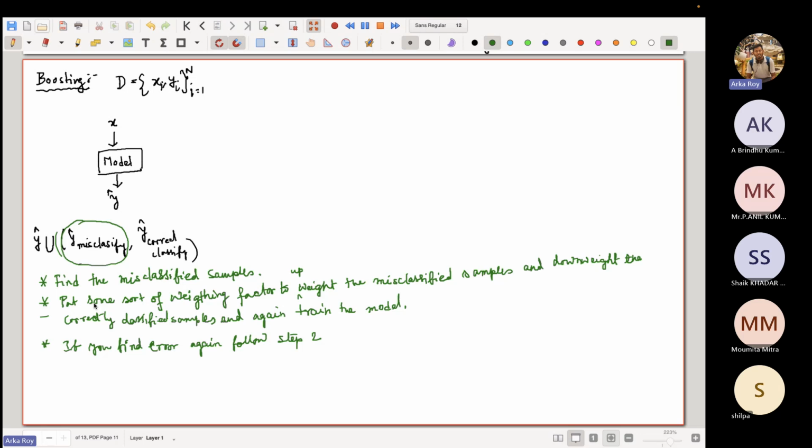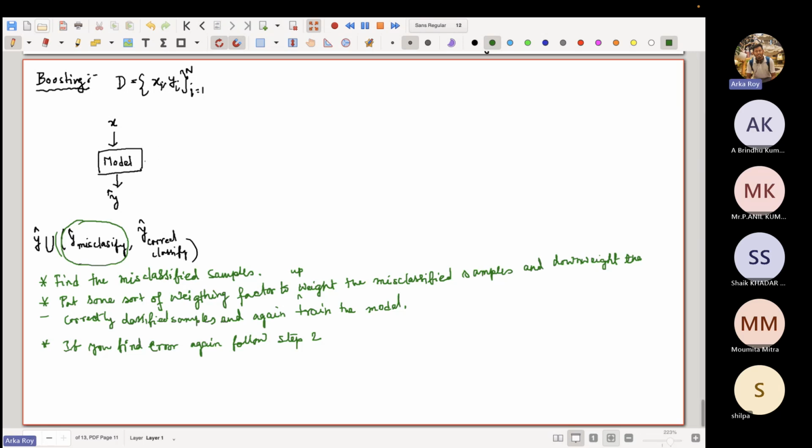So that means you have to put more attention on those particular samples on which you have done misclassification, such that in the next stage they are not misclassified again. And because in the first stage you have done correct classification for some of the samples, you can downgrade those samples. There is nothing to put more attention on for those particular samples. So after doing this, you retrain the model.